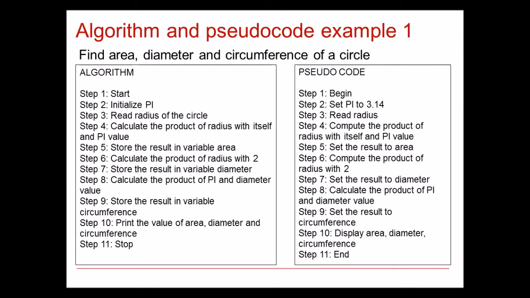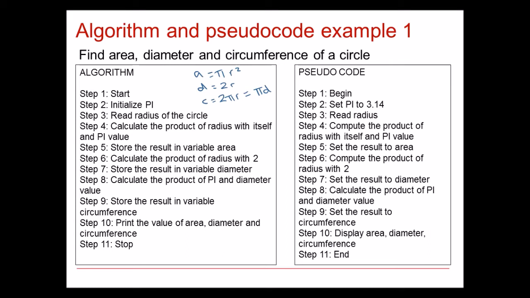Here is an algorithm and the pseudocode equivalent for the area, diameter and circumference of a circle, calculations that you will be familiar with already. You will remember that the area is pi r squared, that the diameter is twice the radius, and that therefore the circumference is either 2 pi r or pi times the diameter.